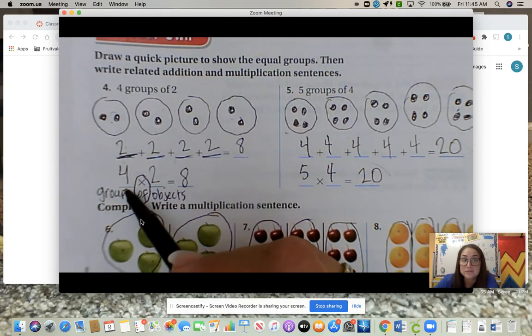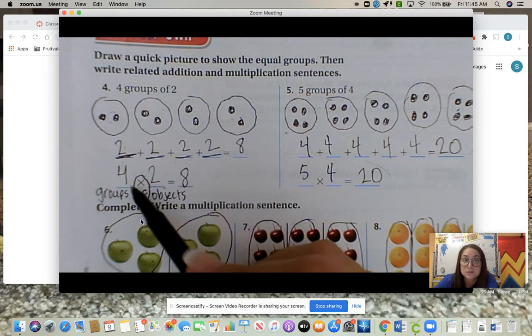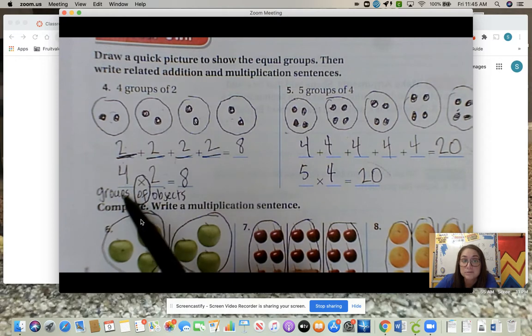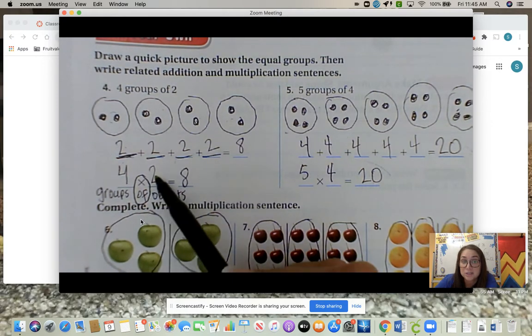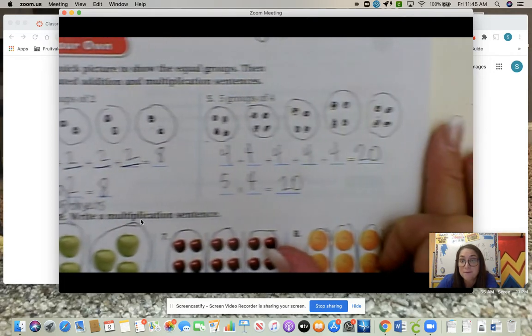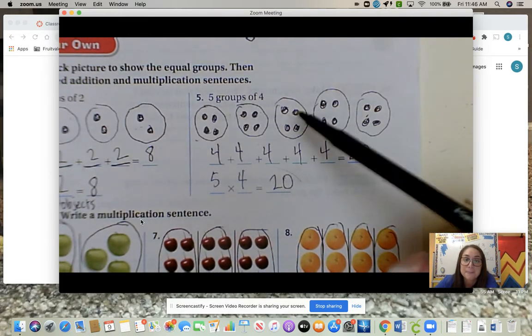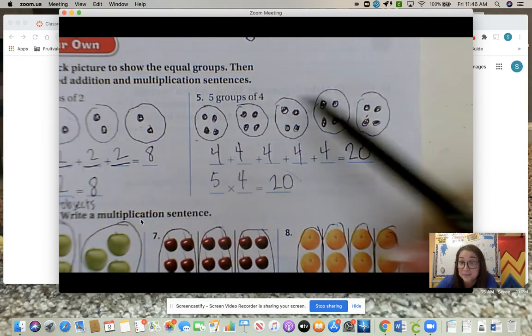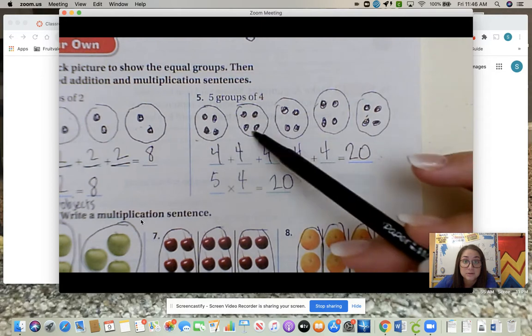Remember, groups are always first. You have 4 groups, so it's 4 times 2. The second number is how many are in one group. So it's 4 groups of, multiplication, 2 objects. 4 times 2 equals 8. Number 5, 5 groups of 4. So you have 1, 2, 3, 4, 5. There are 4 in each group.